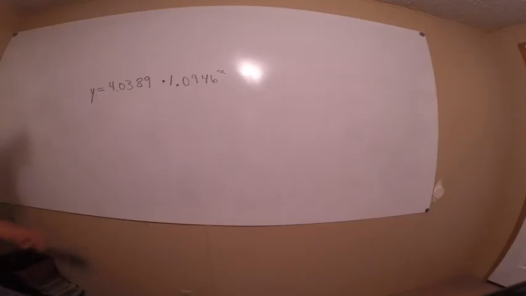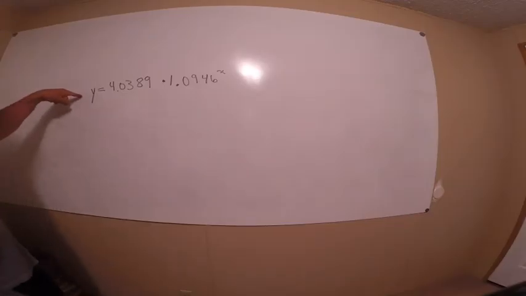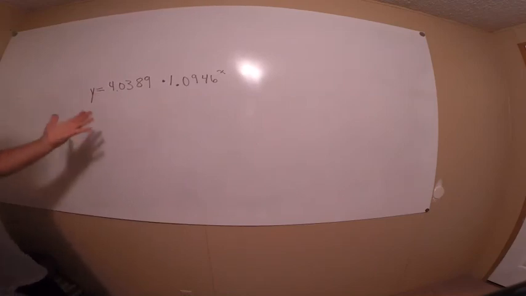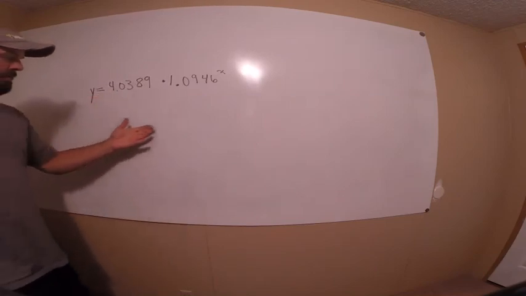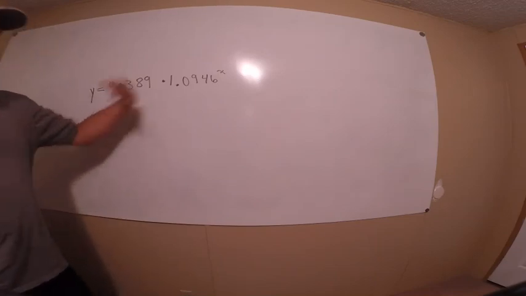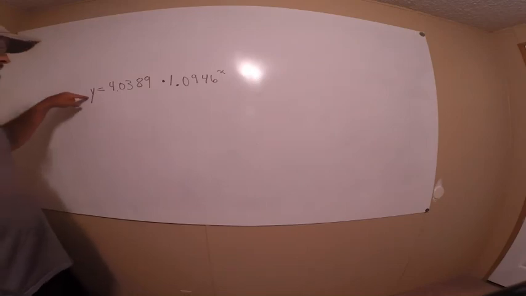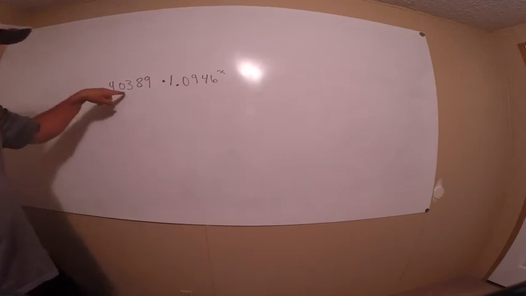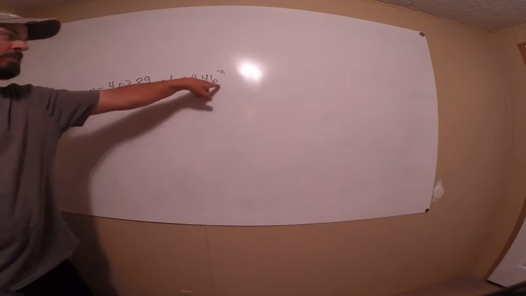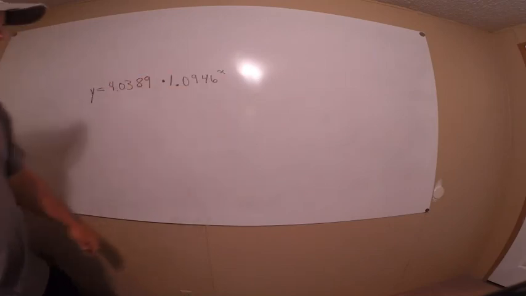I told you it was simple. You take it from the calculator. If you had to write the equation, this is literally what you'd write. I rounded to 4 decimal places. My math lab might want you to round to 2 decimal places or 3 decimal places, it'll let you know. But you literally write y equals 4.0389 times 1.0946 raised to the x. And that would be your answer.